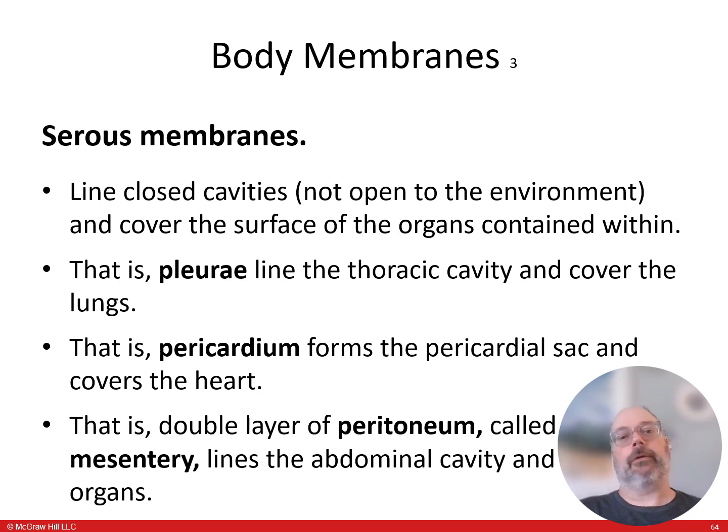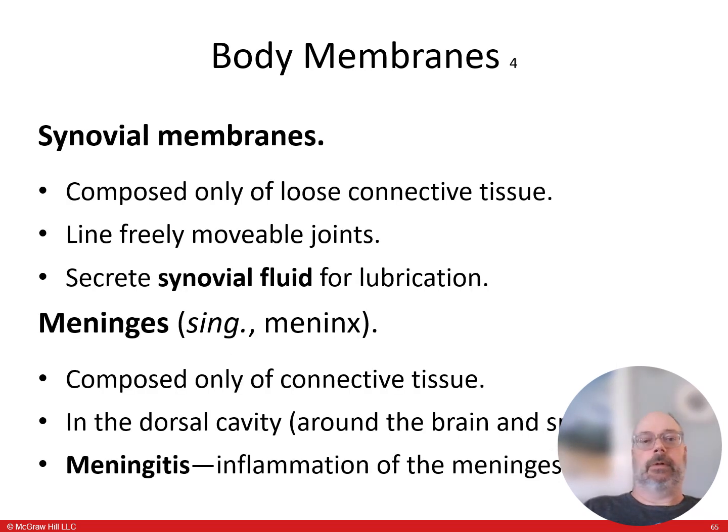We have our serous membranes, which line closed cavities not open to the environment. So things in the heart, for example. Synovial membranes are composed of loose connective tissue. Their big job is to secrete synovial fluid for lubrication. So we have synovial glands like in the knees and our ankles and our wrists, and those glands secrete the synovial fluid, which acts like an oil. The meninges are made only of connective tissue. I think of this as the brain and surrounding areas.